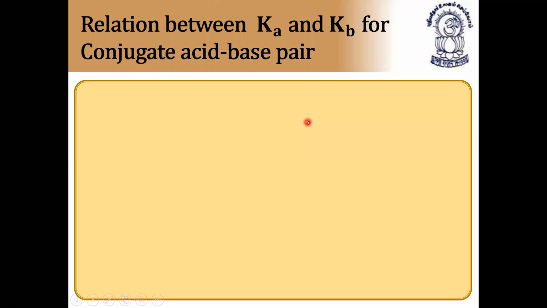So, the relation between Ka and Kb for a conjugate acid base pair. It is very, very important. What is Ka? Ionization constant of acid. And what is Kb? Ionization constant of base. So for a conjugate acid base pair, what is the relation between Ka and Kb?